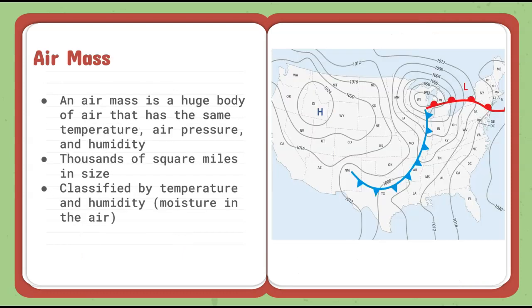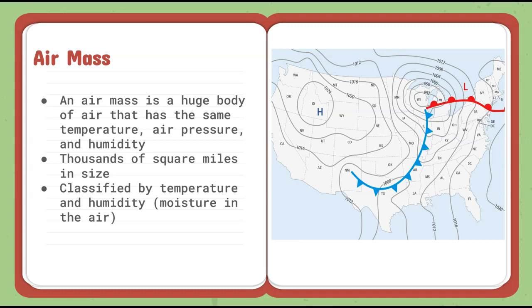So now let's talk about air masses. What specifically are air masses? We talked about air pressure systems, but let's talk about air masses. An air mass is a huge body of air that has roughly the same temperature, air pressure, and humidity. These can be thousands of square miles in size. They can be huge. They can take up part or a large portion of the United States.